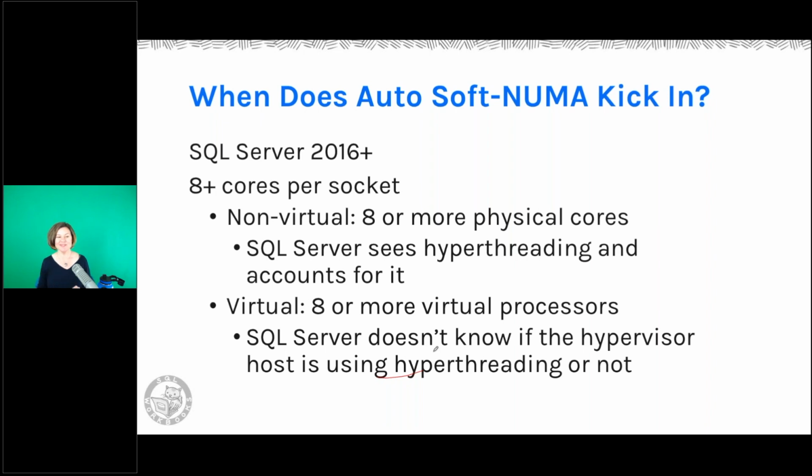Anyway, so when does automatic soft NUMA kick in? If I have 8 or more virtual processors and SQL Server can't tell from the virtual operating system whether hyperthreading is enabled, because Windows just says, hey, I've got 8 cores, it will turn on. For a physical server where it can correctly see hyperthreading, it will turn on for 8 or more physical cores. So for virtual, it'll look at just your logical processors because that's all it can see. For non-virtual, it will look at physical cores.